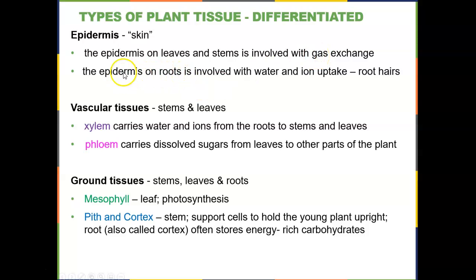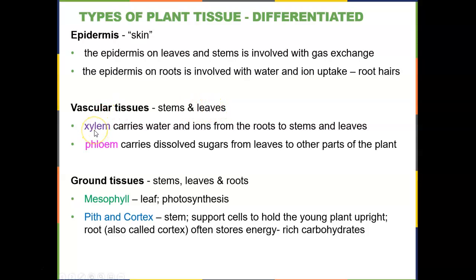We also see that the epidermis on the roots helps with taking up water and the minerals that are needed, and this occurs through tiny structures called root hairs that increase the surface area. We also have vascular tissues in our plants. These are found in the stems and the leaves, and we often call them the veins.